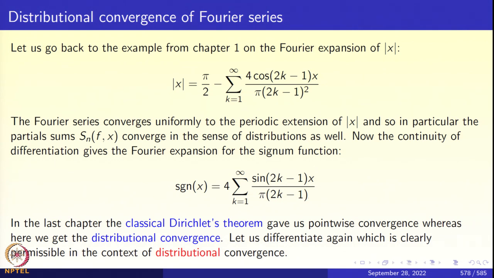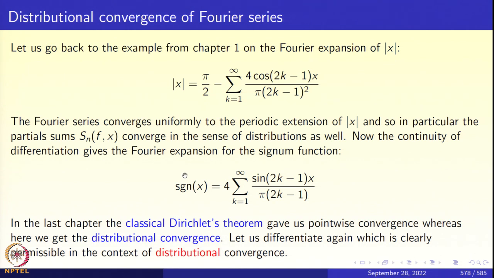So let me differentiate Sn once. The sequence of derivatives will converge weakly. When I differentiate, what happens? The cosine becomes a sine and the minus sign goes away. One factor of (2k minus 1) goes away and I get the next one. So from the right hand side, I get 4 times the summation k from 1 to infinity of sine((2k minus 1)x) upon (2k minus 1).